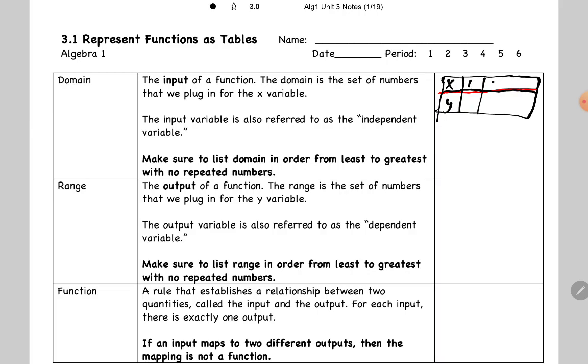Let's just say we have 1, 2, 3, 4, and then let's say 5, 6, 7, 8.